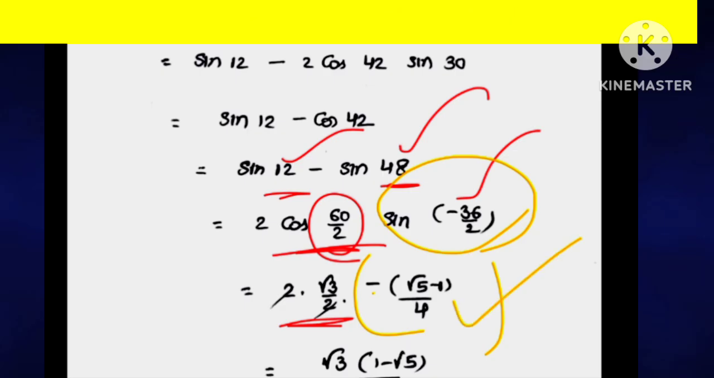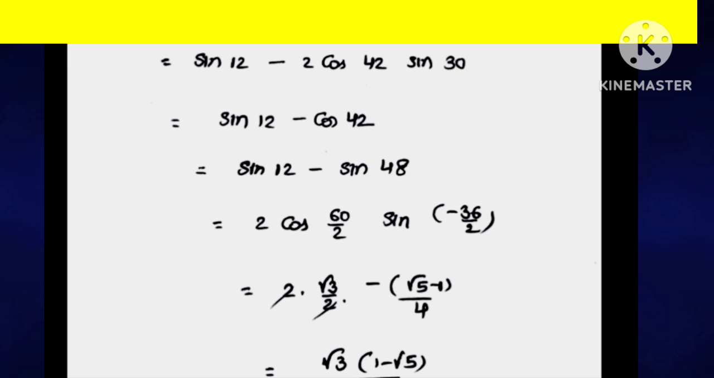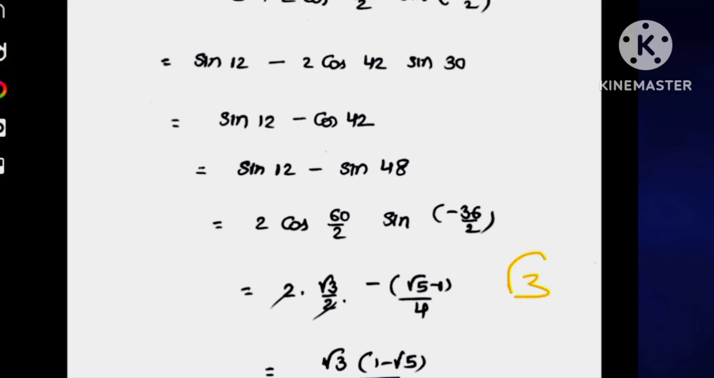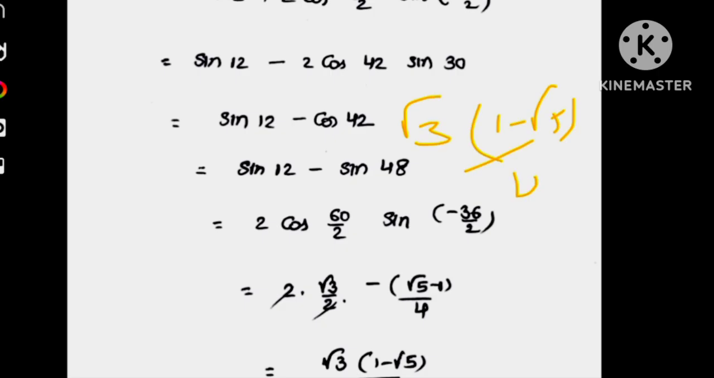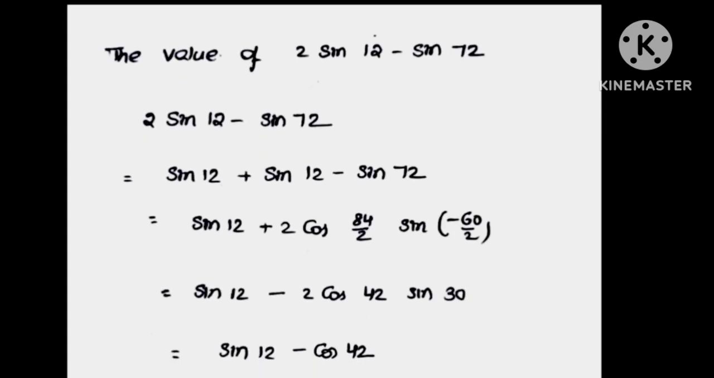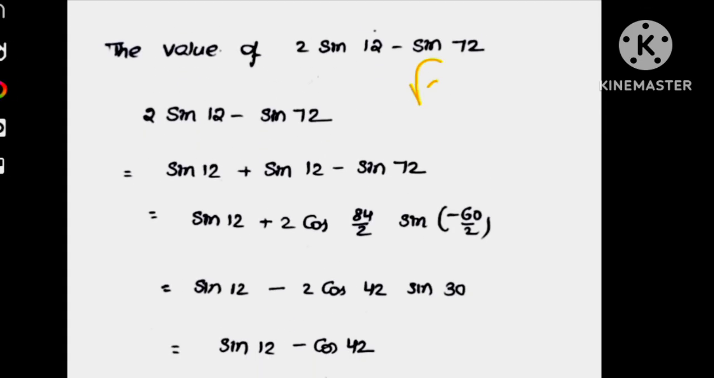Okay. Now the answer is equal to root 3 into minus of (root 5 minus 1), which is equal to 1 minus root 5, by 4. That's all. This is the answer. Okay. The answer is equal to root 3 into (1 minus root 5) by 4.